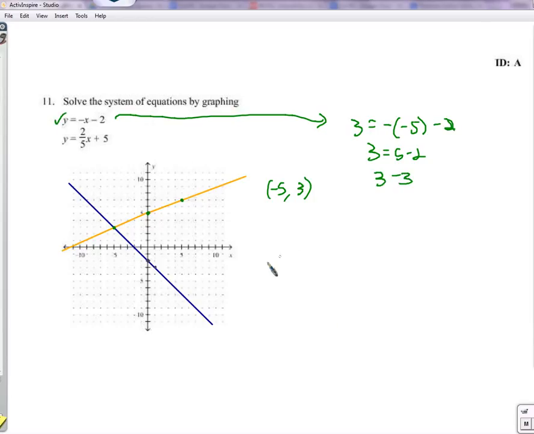Feeling good about that. 3 for y. 2/5 times negative 5 plus 5. 5 divides the negative 5, we get negative 1. So 2 times negative 1 is negative 2 plus 5. Negative 2 plus 5 is 3. So check there as well. So we did find the solution by graphing the intersection of the two graphs.